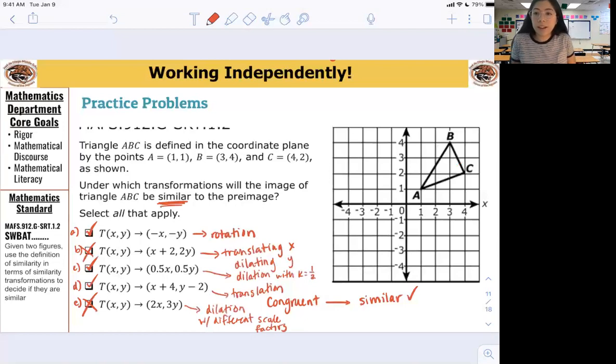So there you go. That cleared up a couple of things that clearly were not clicking correctly, so I'm glad that we did that. First of all, rotations, reflections, translations, and dilations will all give you similar figures. And in order to be similar, the dilation must happen to the x and the y consistently. So, questions on that?